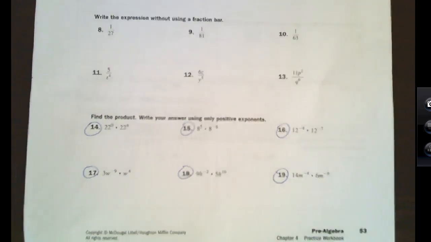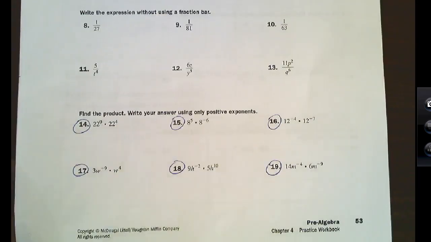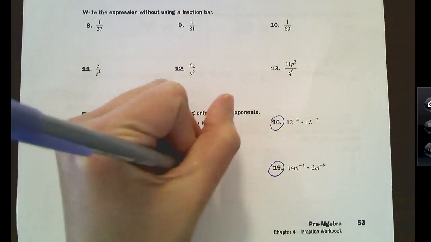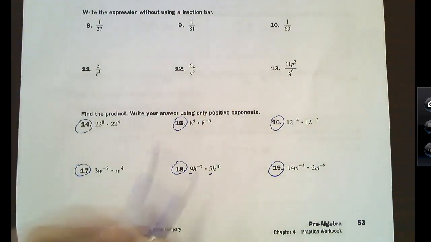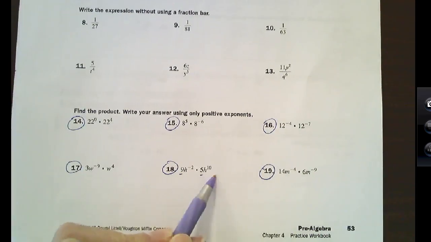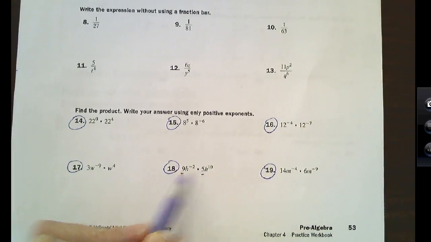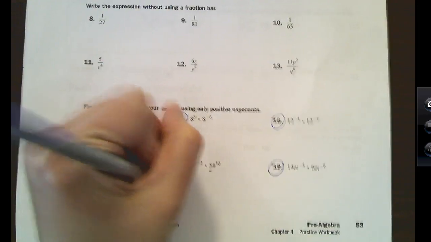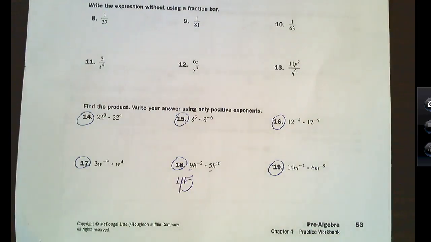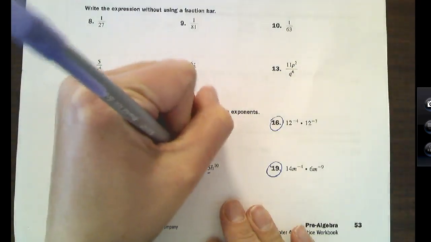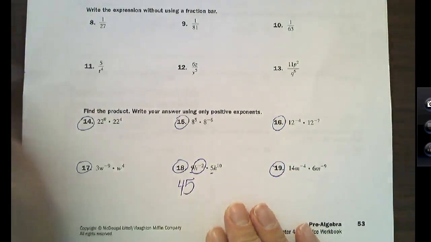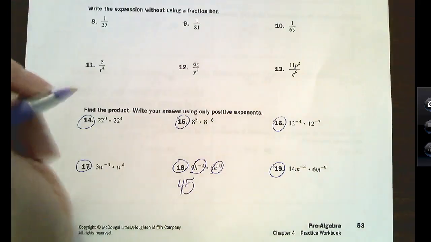For question number 18, I have a coefficient of 9 and a coefficient of 5. So the h's are my bases. Since the h's are my bases, I can multiply 9 times 5, and 9 times 5 gives me 45. And then I'm going to take a look at my powers. So I have h to the negative 2nd power, and I have h to the 10th power.